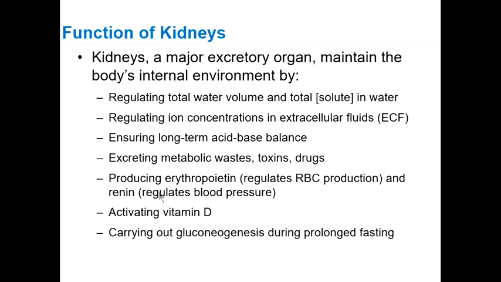In the past, chapter 16, we've seen that the kidneys produce erythropoietin to regulate our red blood cell production, and renin to regulate blood pressure. The kidney activates vitamin D, which we've seen, and we've seen that it carries out gluconeogenesis, last chapter, during prolonged fasting.